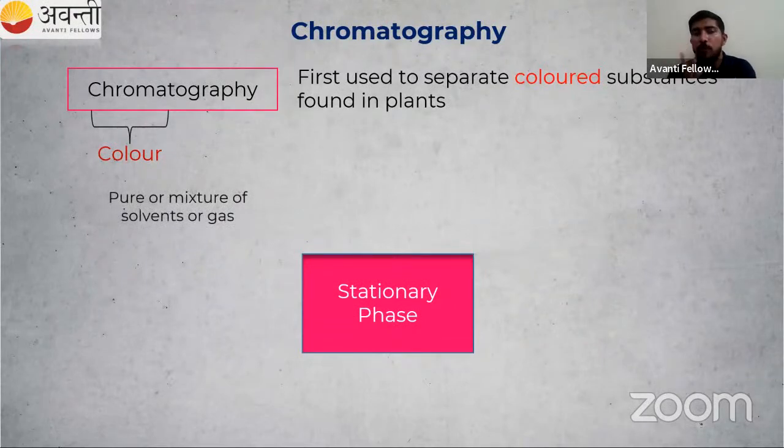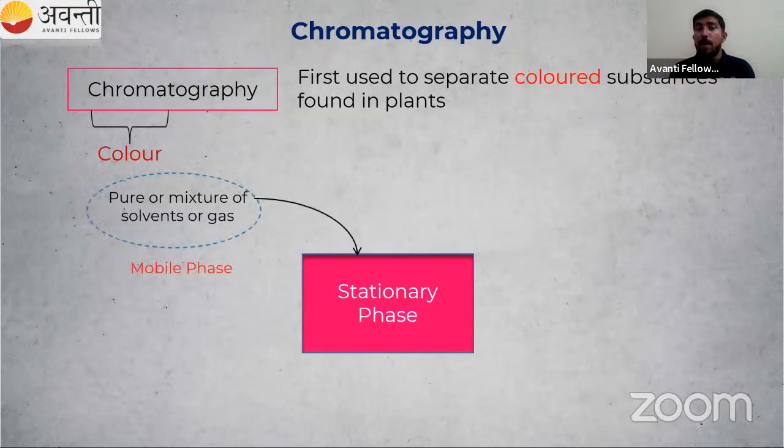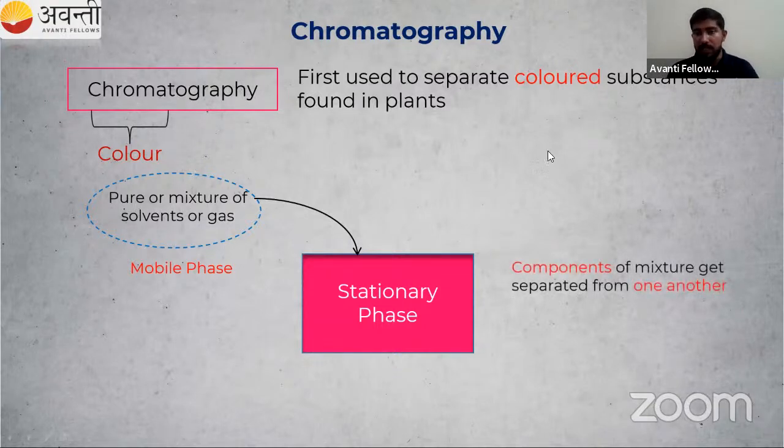Then there is one more phase in chromatography. One is stationary, at rest. What about the next one? That is the mobile phase, a pure or mixture of solvent or gas. In the mobile phase, they are moving. So I will keep the stationary phase here, then pour some mobile phase over it. This mobile phase will be moving over our stationary phase.